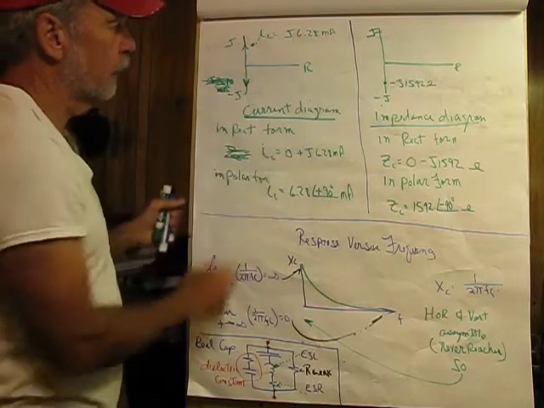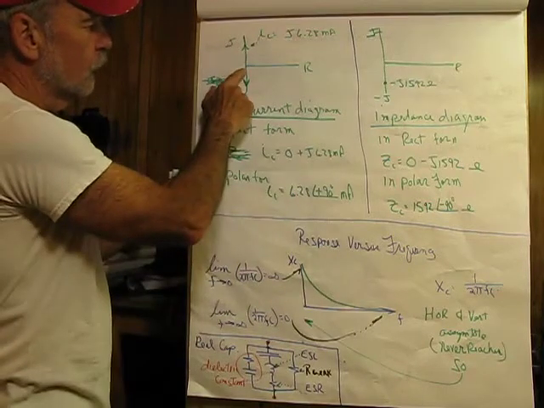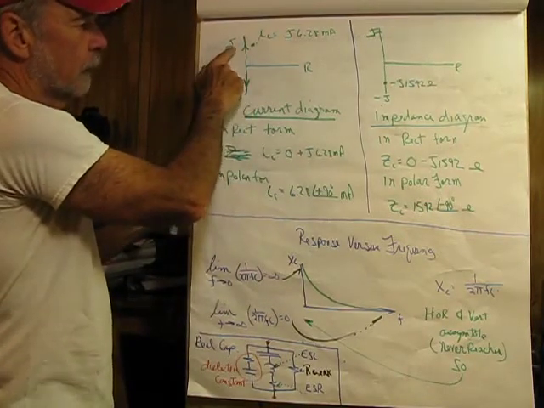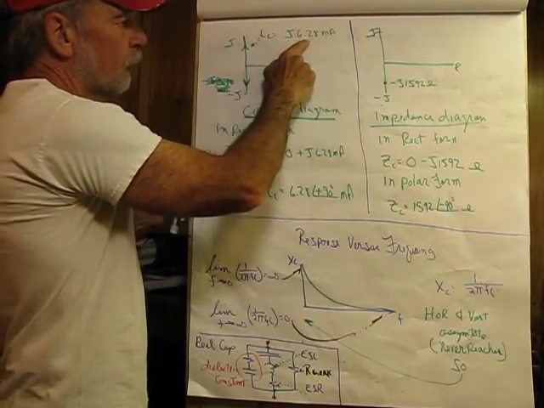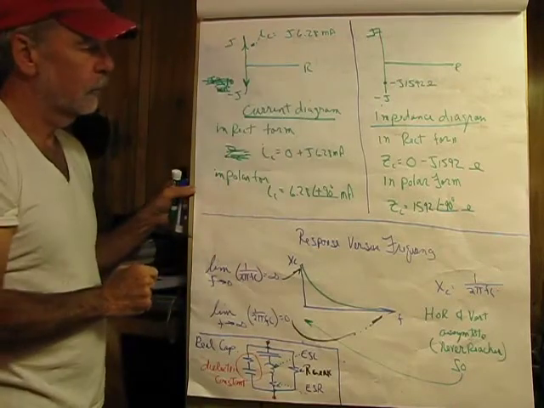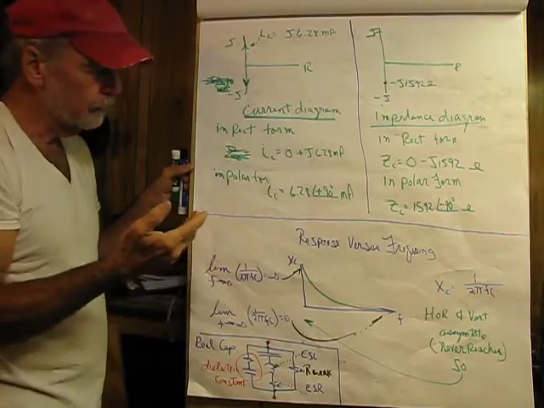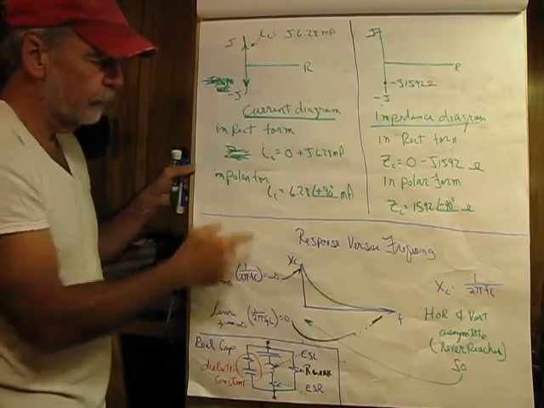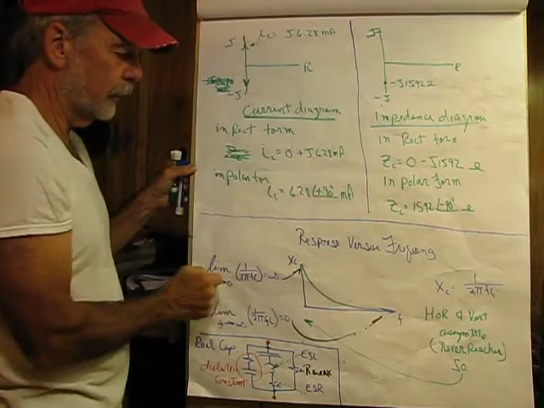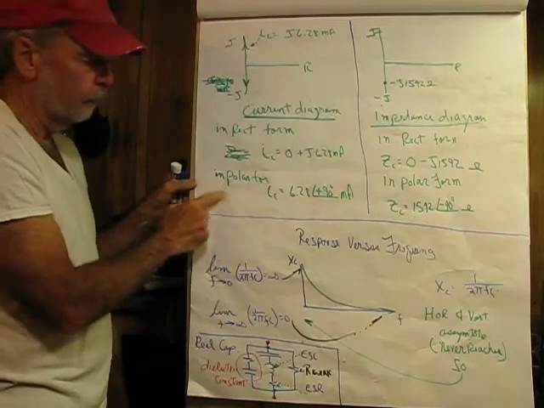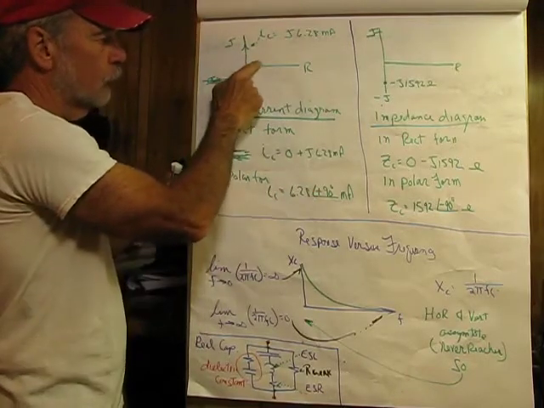So in a current diagram, what we know is that the current leads the voltage, so we would express that as a phasor on the plus j axis, and that would be leading, and the value would be j 6.28 milliamperes. In rectangular form, that current would be 0, there's no real component here, plus j 6.28 milliamperes.